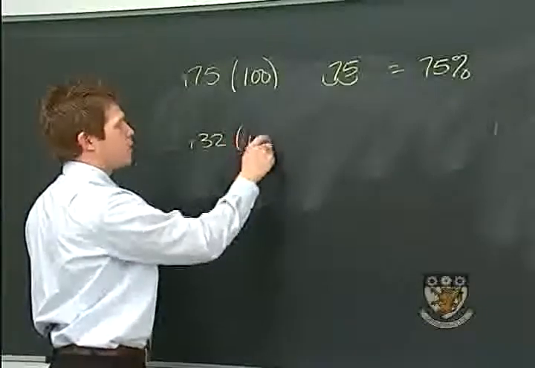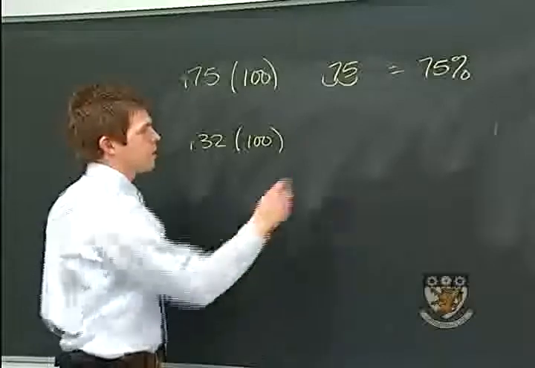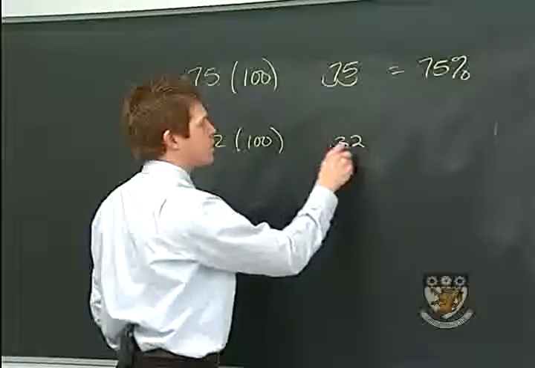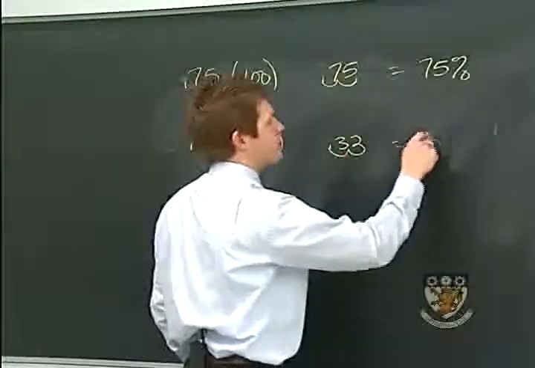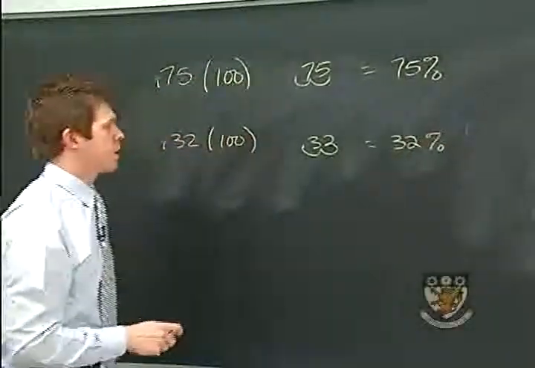Multiply by 100. Now we're converting a decimal to a percentage. 0.32, move it 2 places to the right. 32, and don't forget your percentage symbol. Let's look at another one.